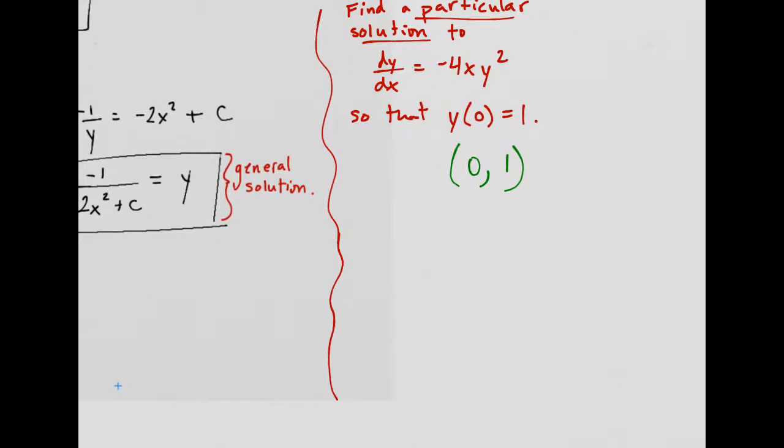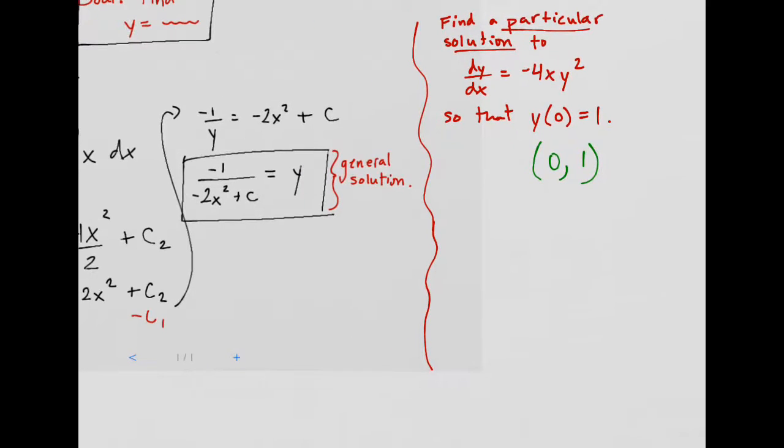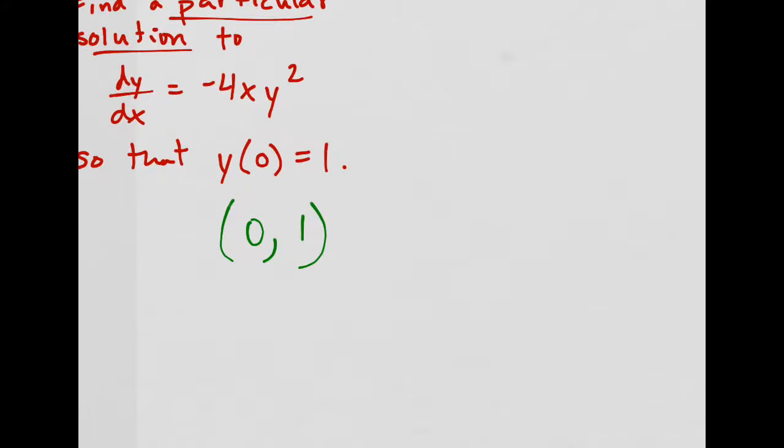We're just going to plug in an x and a y and solve for c. Because we already have the general solution, we just need to shift it around so that we get a particular solution with this condition being satisfied. This initial condition, that's what it's called.